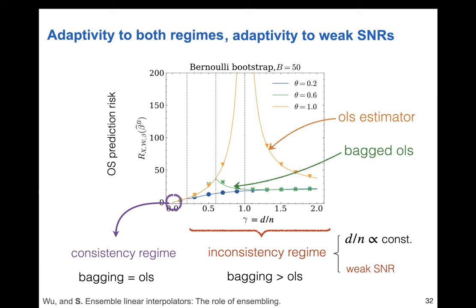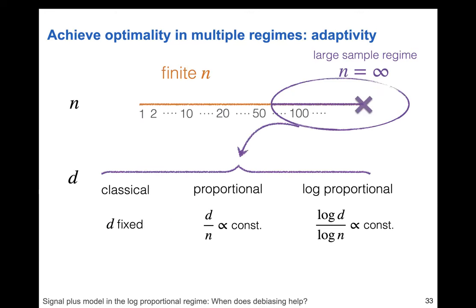Here I'm just trying to say that this proportional asymptotic regime also perfectly describes the weak signal to noise ratio regime. So if you want to study whether some algorithm works in the weak signal to noise ratio regime, you should study this theoretical regime, the proportional asymptotic regime. Basically, this figure tells you that the bootstrap ensemble not only works in the consistent regime, it also gives you much more stable risks in the inconsistent regime. Okay, so this inconsistent regime is just one case of the large sample regime.